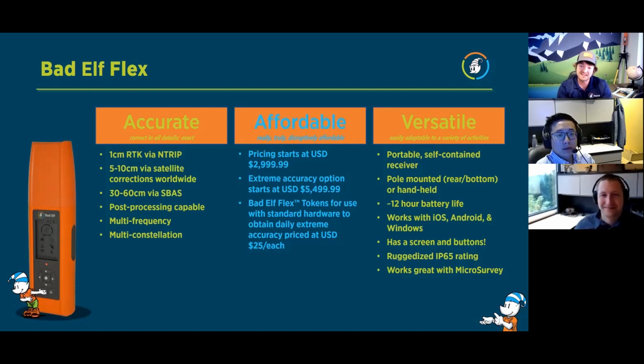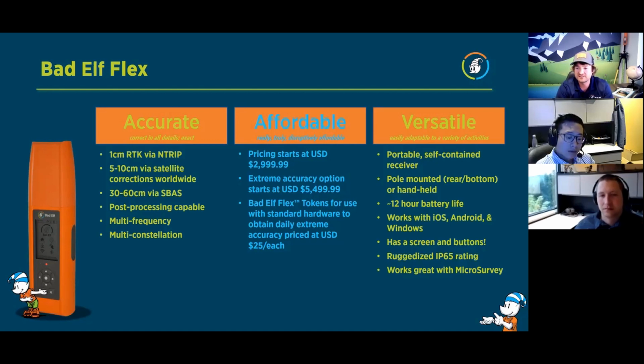We also have that token system, so a pay-to-play option. We talk to our customers, and a lot of times expensive GNSS equipment sits on a shelf and never gets used. Why pay for all that expensive equipment when you may just need high accuracy a few days a month or year, in which case you can buy a very affordable token. Lastly, it's versatile. Easily adaptable to a variety of activities.